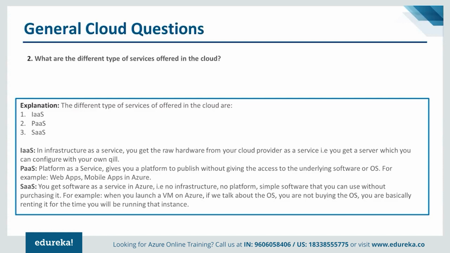IaaS talks about infrastructure as a service, and you get the hardware from the cloud provider as a service. Say, for example, you want to deploy a machine, deploy a server. When you talk about that particular scenario, you are basically putting a server in IaaS, which is infrastructure as a service.